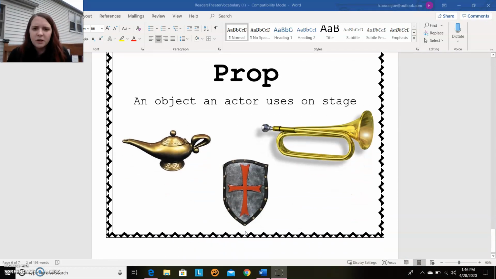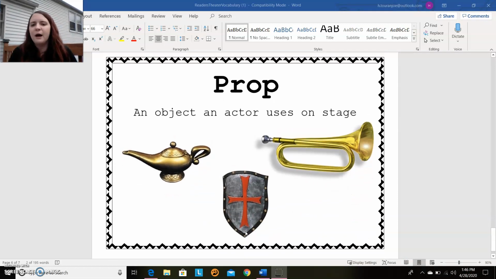And the last part that we're going to talk about are props. A prop is an object an actor uses on stage. An actor is going to use a prop because it gives the story a little bit more of a fun aspect. If they're talking about building a house of straw, it's more fun for them to actually have straw so you can actually see it. It makes the story a little bit more alive and more fun.